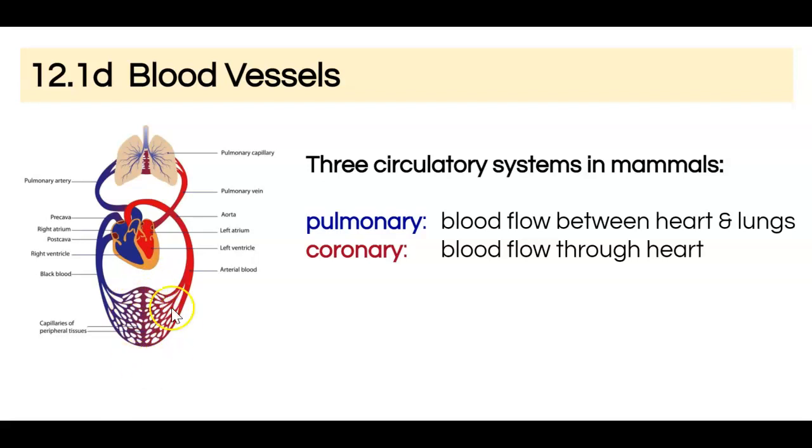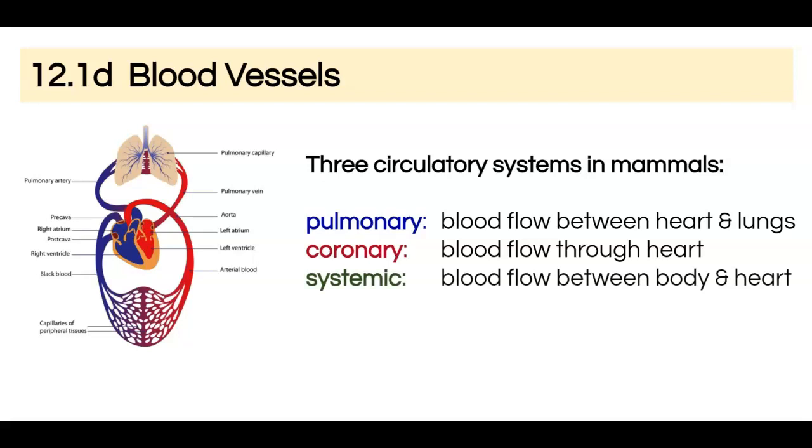So here we're representing this as a capillary network, and that's just indicating the high surface area where the blood is actually going and trying to diffuse materials from the bloodstream into the body. And that we call systemic blood flow, and that's just blood flow between the body and the heart. So there we have three circulatory systems in mammals. Again, pulmonary, coronary, and systemic.